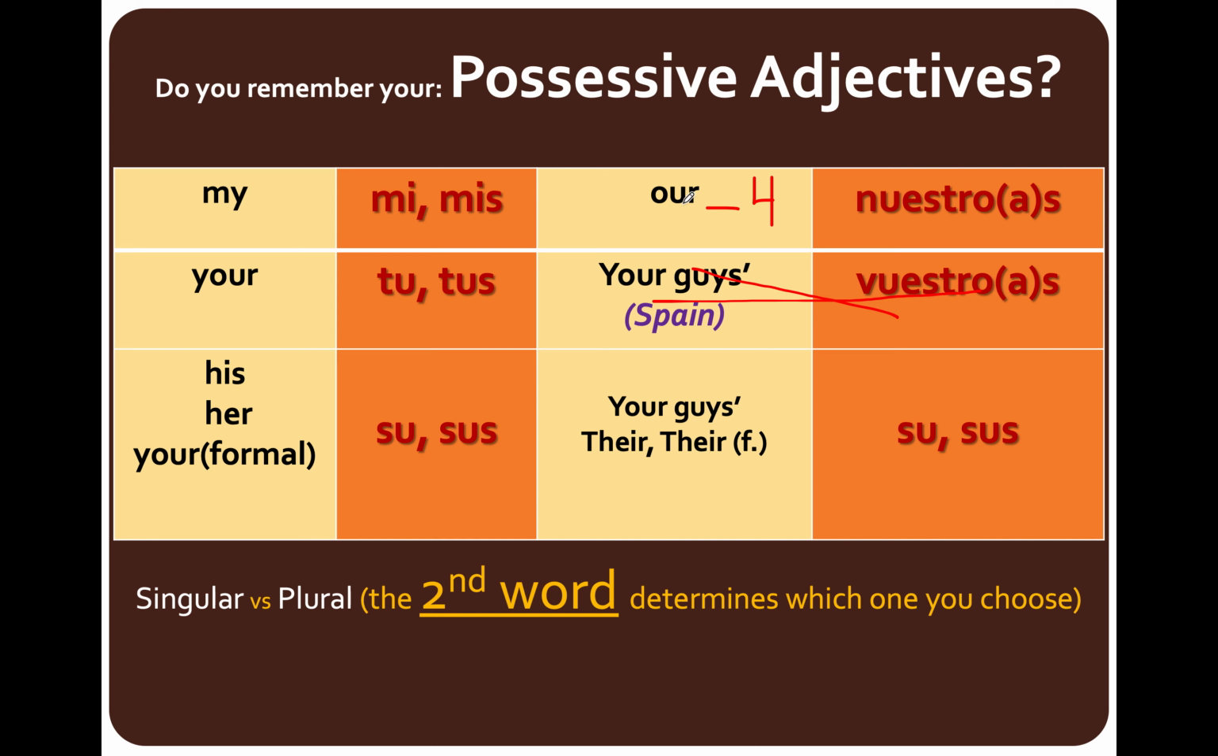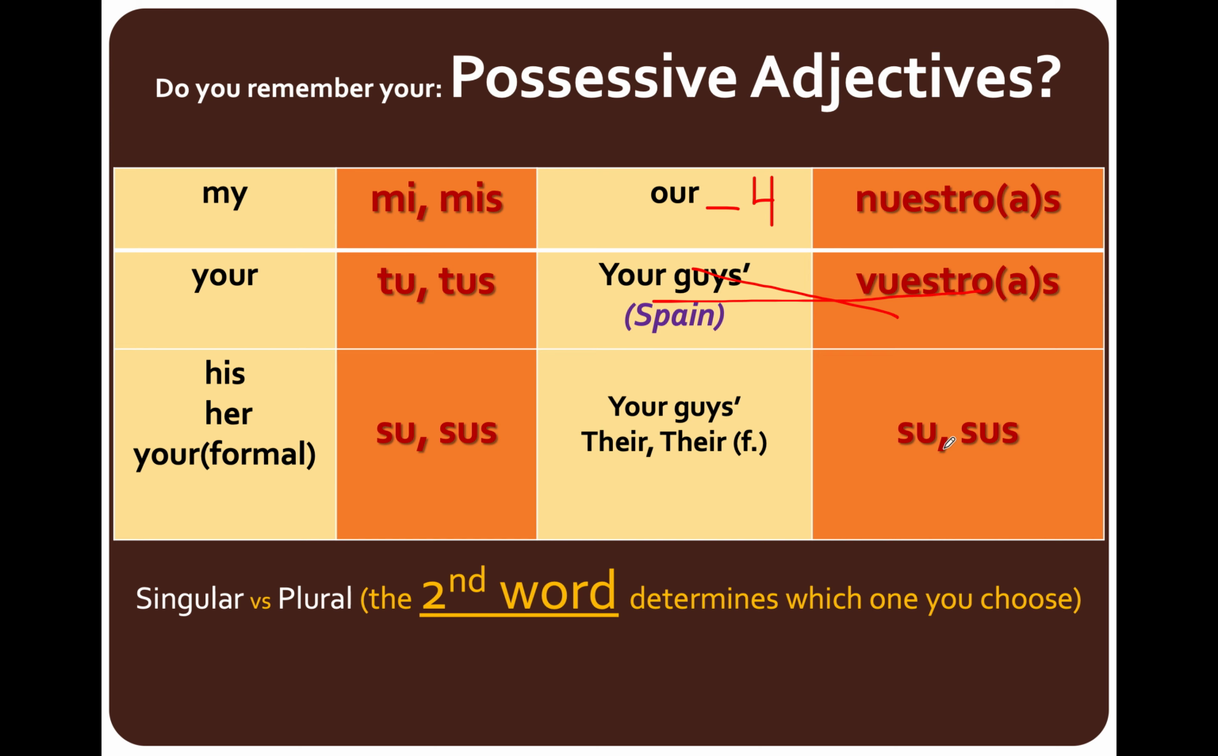And what if I said our nieces? Nieces is more than one and they're girls, so nuestras sobrinas. All right, so that's how that works. It's based on the word that's after. That helps you determine which one of these choices you choose.